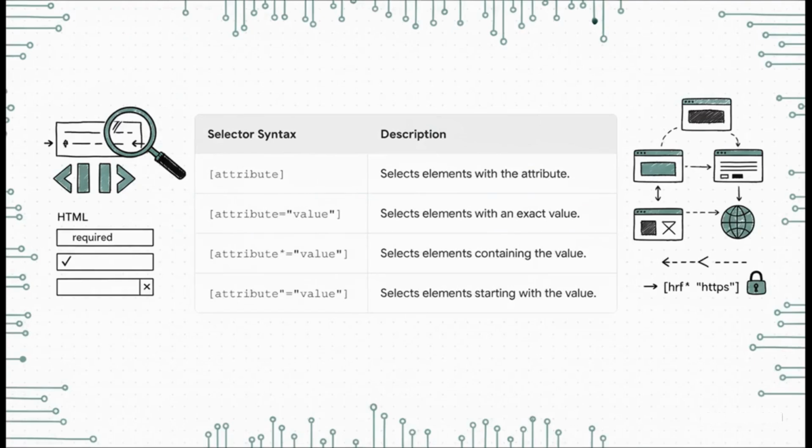And this is where things get really powerful. We can target elements based on their HTML attributes. Check this out. You can select any element that has a certain attribute, or even one where that attribute has a specific value. For instance, you could find every single link that starts with HTTPS, or you could style all the input fields that are required. It gives you this surgical precision to find exactly what you're looking for.